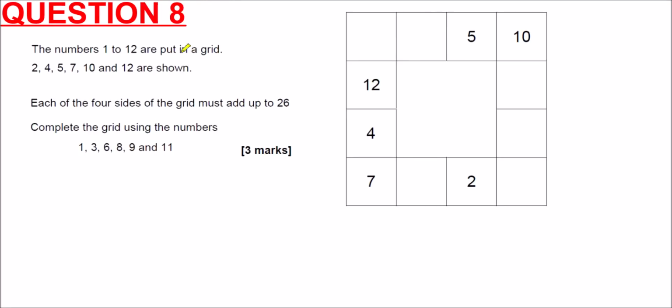The key bit of information here is that each of the 4 sides of the grid must add up to 26. And so, if you look at the left-hand side, we can easily enough work out what this number at the top must be. Just looking at the left-hand side, these 4 numbers need to add up to 26. So 7 plus 4 plus 12 plus whatever's in the highlighted green space needs to add up to 26.